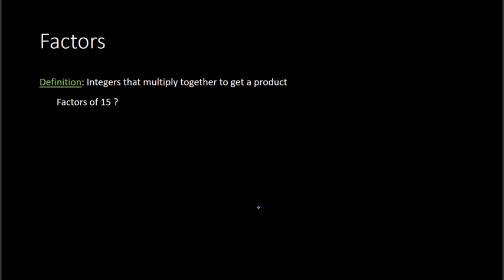For example, if you're told to find the factors of 15, the factors of 15 are things that would multiply together to get 15. So for example, 3 and 5 are factors of 15 because 3 times 5 is 15. And technically 1 and 15 would also be factors of 15 because 1 times 15 would equal 15 as well.